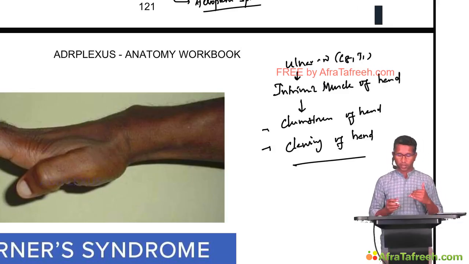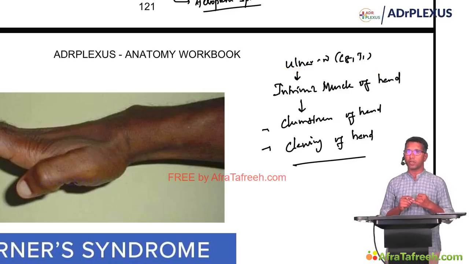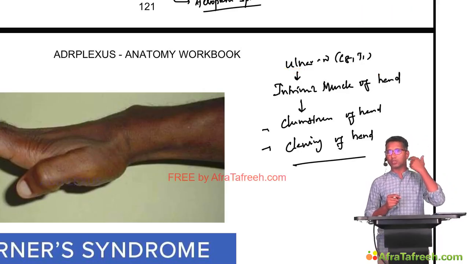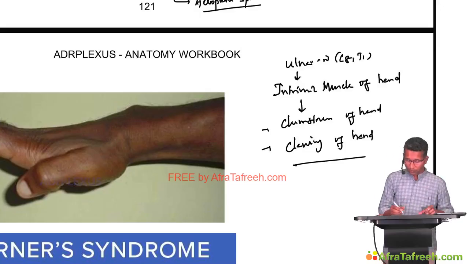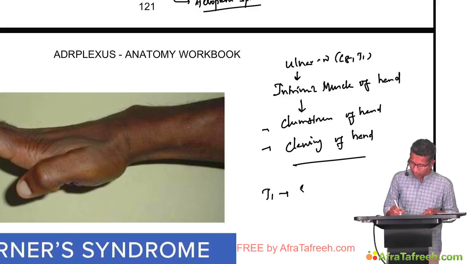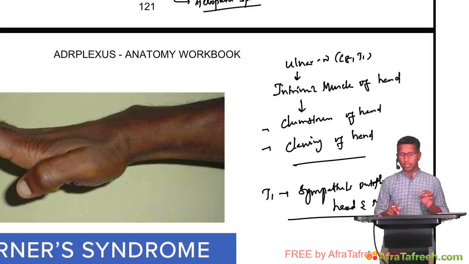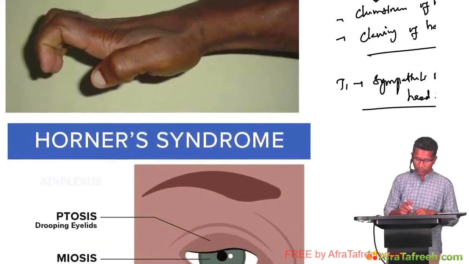Now what happens, not only is the ulnar nerve involved, but the sympathetic outflow to the face, to the head and neck is also getting involved, because T1 is the sympathetic outflow to the head and neck region. So when this is cut off, it results in a classical syndrome called Horner syndrome.